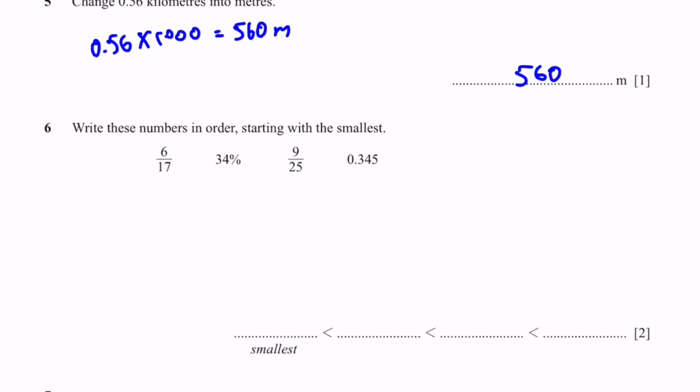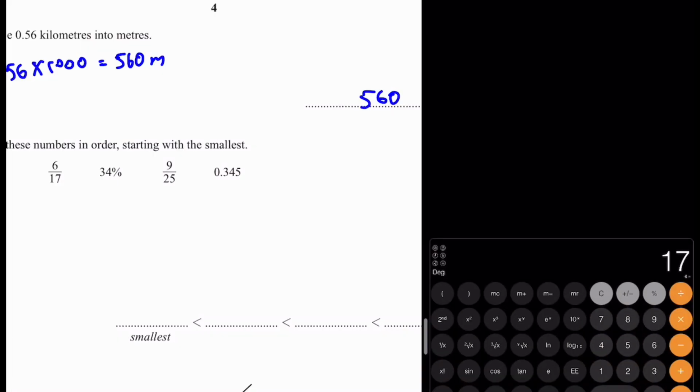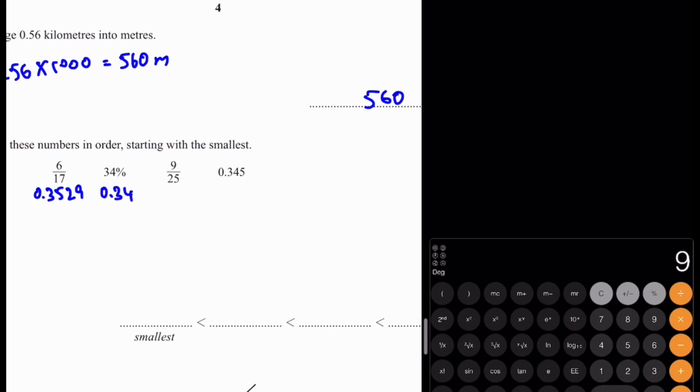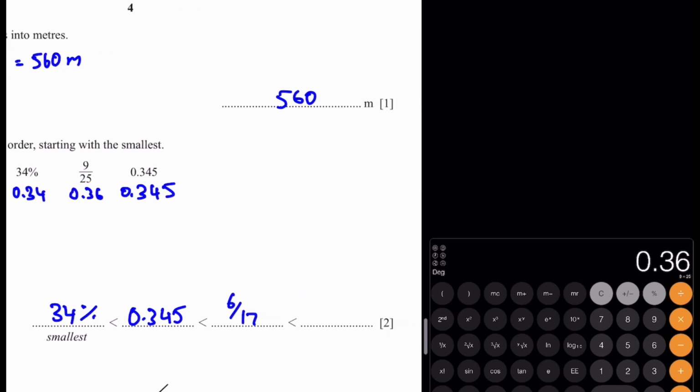Let's convert to decimals. So with the calculator, 6 divided by 17 is 0.3529. Okay, let's just round it to that. And 34% is 0.34. 9 by 25 is 0.36. 0.345 is already a decimal. So smallest is 0.34, which is 34%. Second smallest is 0.345. Third smallest is 0.3529, which is 6 by 17. And the largest is 9 by 25.